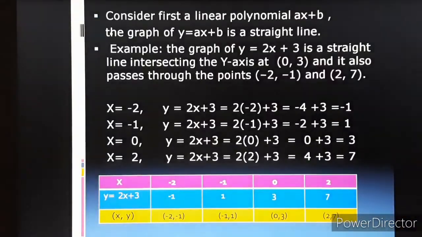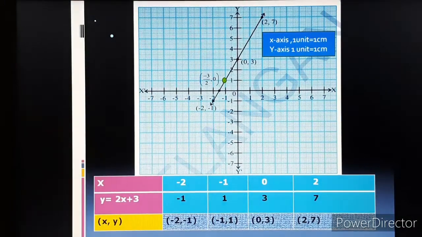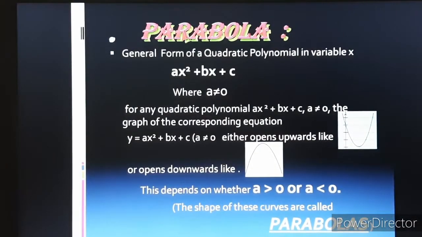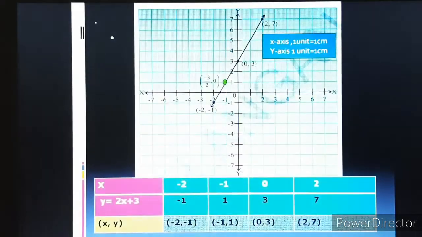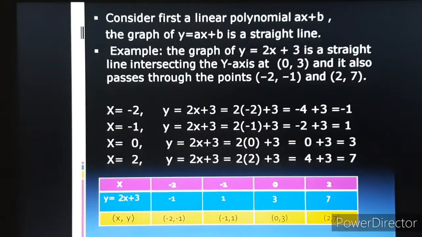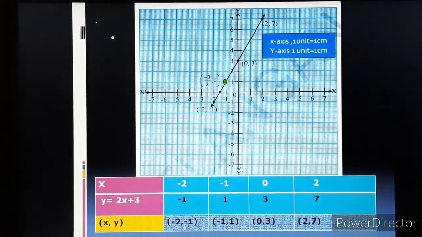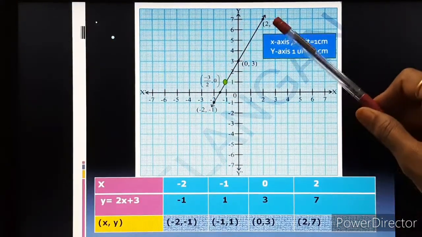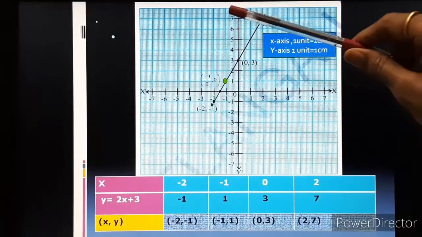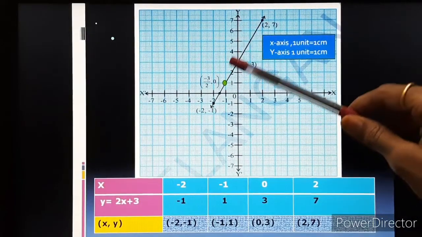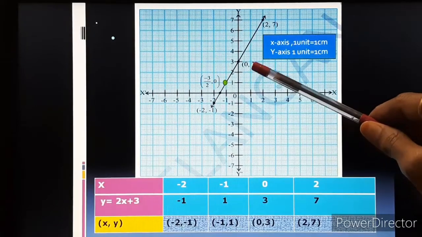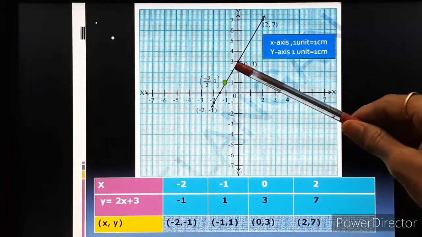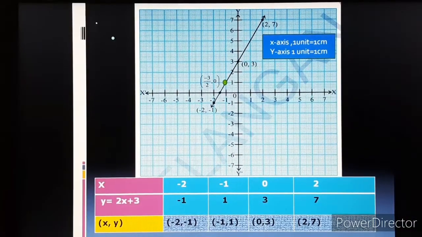After completion of this, we'll go to the next one, the parabola. What is a parabola? This is a linear polynomial, and we got a straight line. One more thing to observe: this straight line is intersecting the y axis at what point? At 0, 3. This line intersects the y axis at 0, 3.